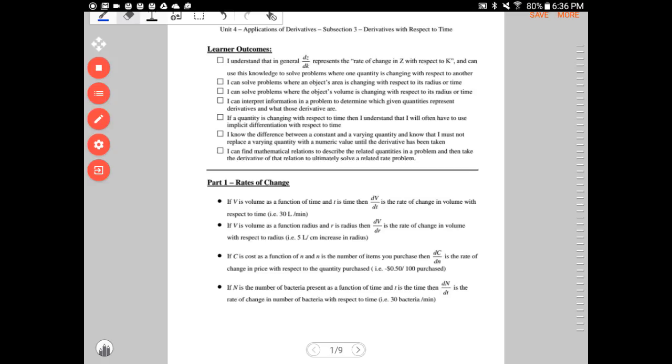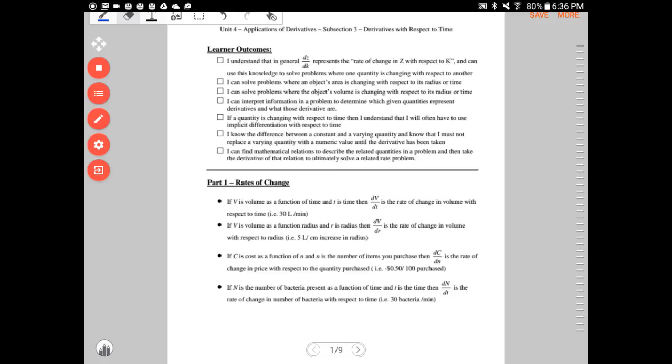Okay, so if V is the volume as a function of time, and t is the time, then dV over dt is the rate of change in volume with respect to that time. So the important parts here are these little example things, like 30 liters per minute. So liters is a volume, minute is a time, so that is a rate of change. We are changing by 30 liters per minute.